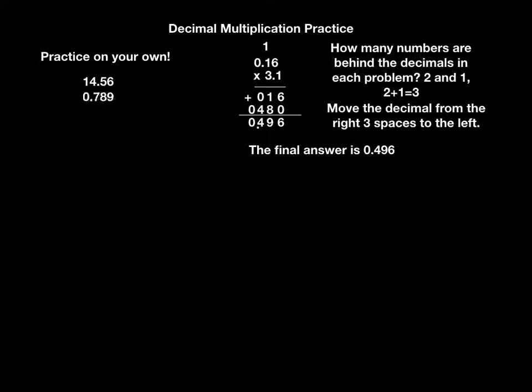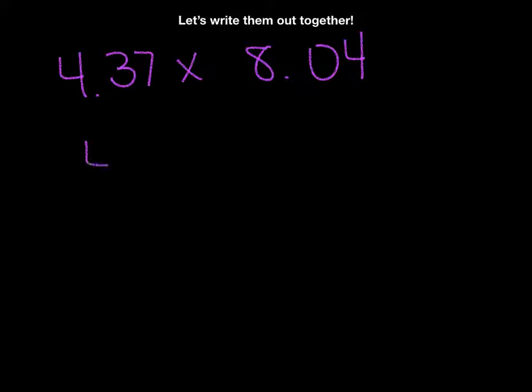Practice on your own. 14.56 times 0.789. This is a point where you should pause the video and practice this problem on your own. Let's write them out together. 4.37 times 8.04. So I need to rewrite it lining up my numbers, not my decimals. I add my decimals at the end of that.